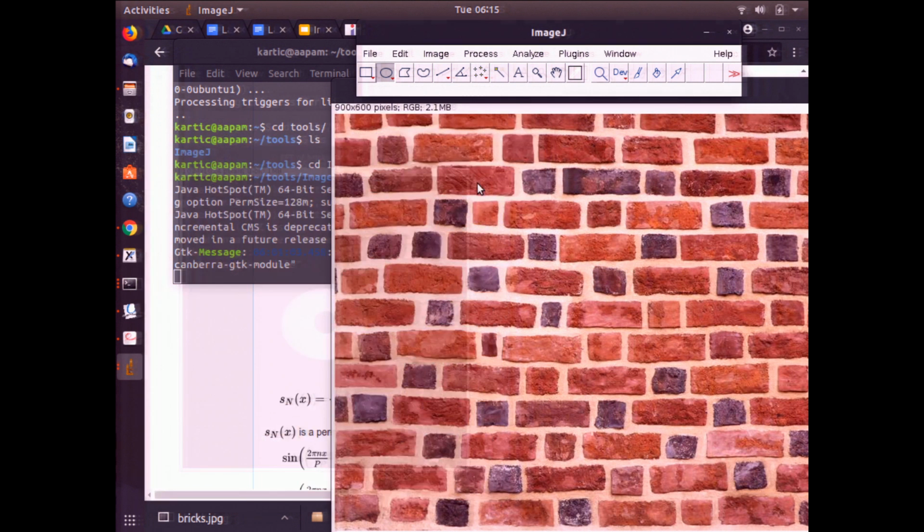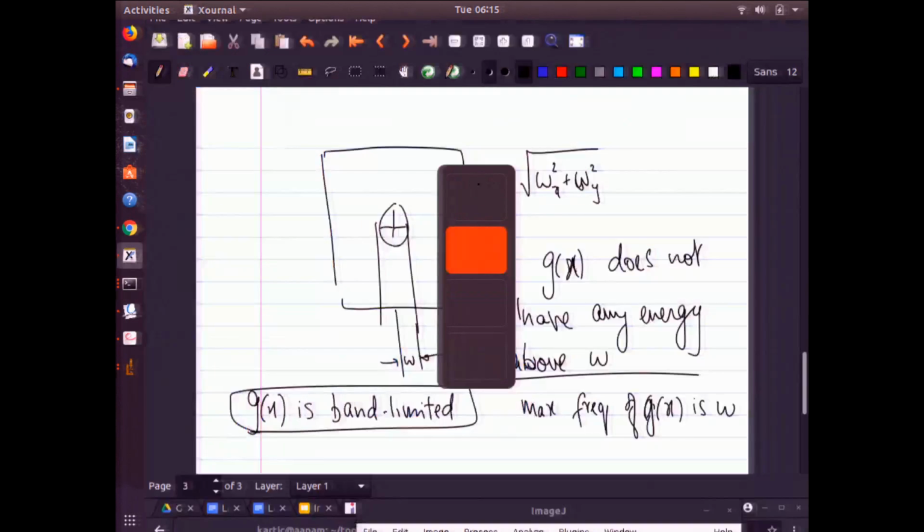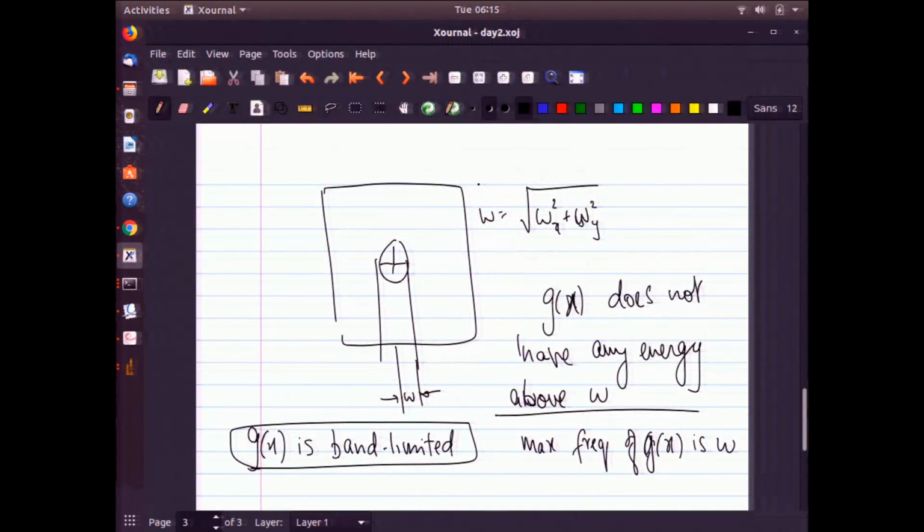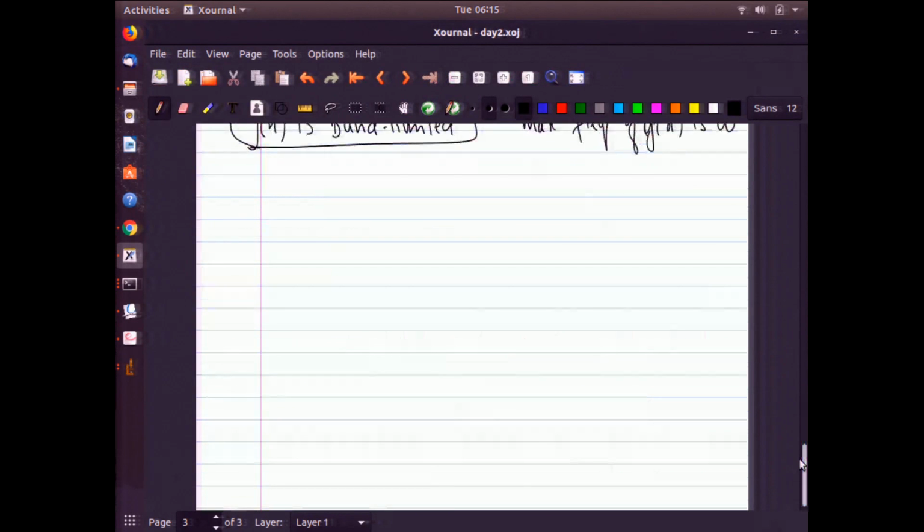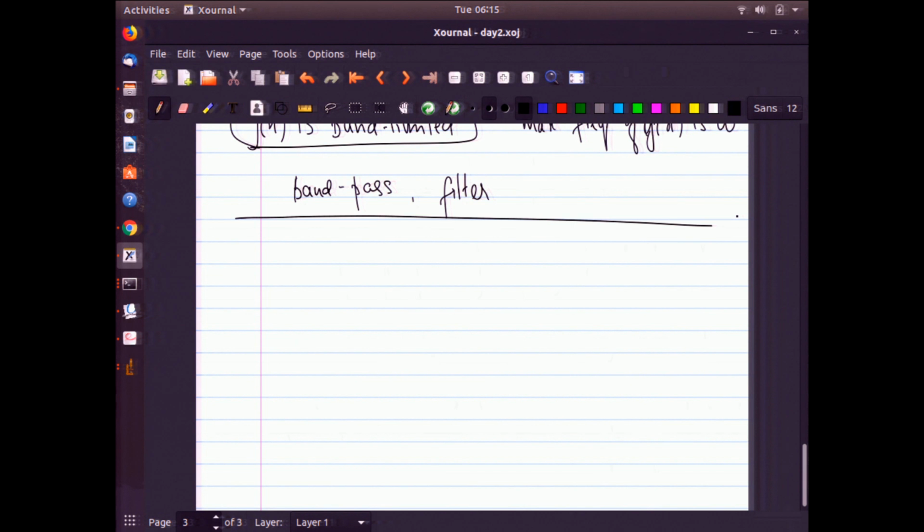Okay, so now we've looked at a lot of the terminologies that you would hear if you were in the signal processing area. So you heard band limited, you heard band pass, you heard filter, and so on. Hopefully you remember the connections.